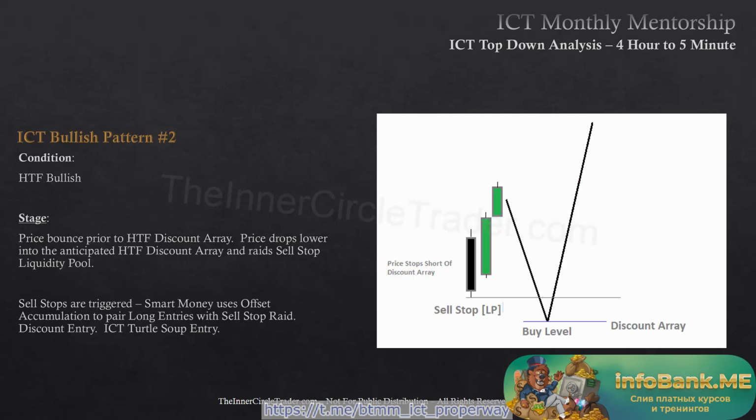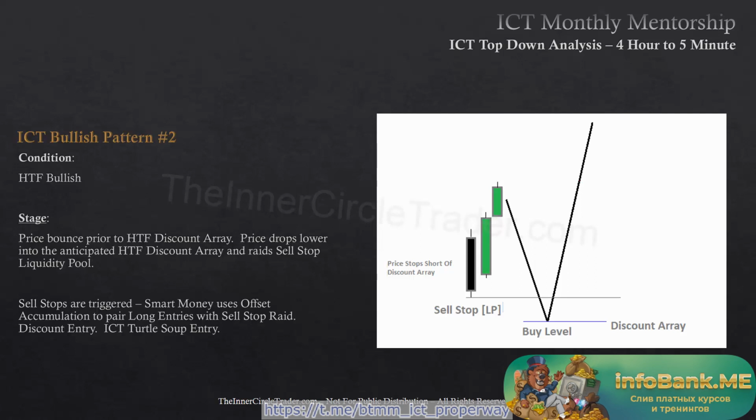In this case, I want to see a low form ahead of an anticipated level in terms of a discount. So say there's a fair value gap that I expect to see fill, and price comes down, but it doesn't quite get there and starts to rally a little bit.